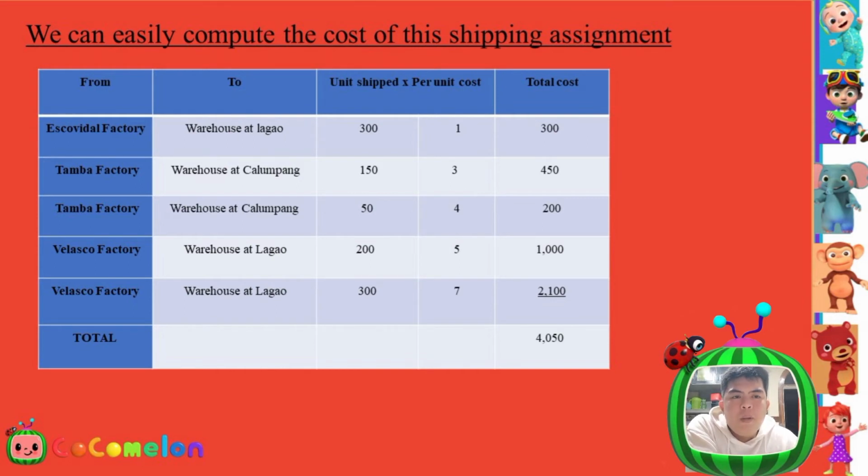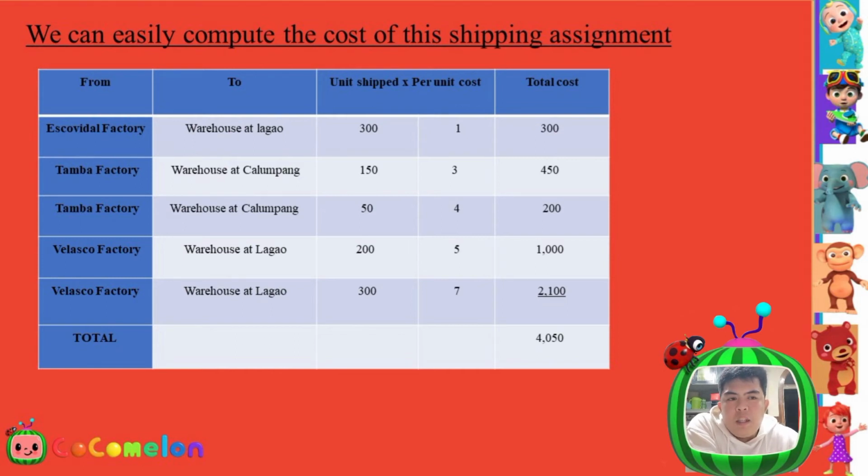So ganun pa din, i-fill lang natin yung table, and then kukuhanin natin yung overall total, which is 4,050. 'Di ba kanina sa northwest corner rule is 4,650. So it means using the less cost solution or less cost method, mas makakasave talaga yung company. So dito sa example is 600 pesos yung na-save ng company using this less cost solution.